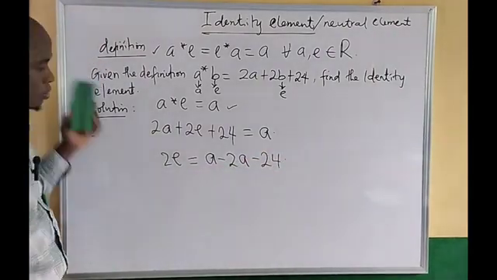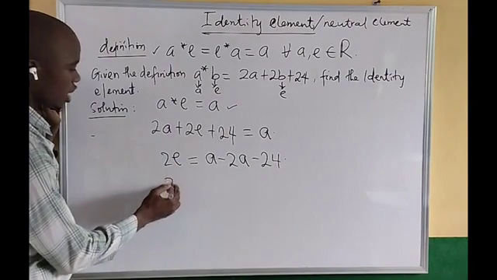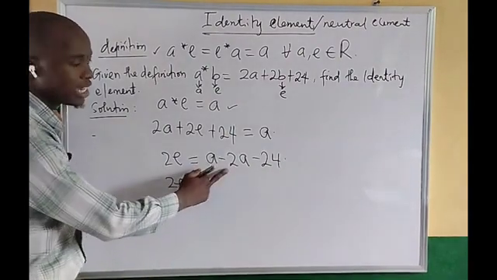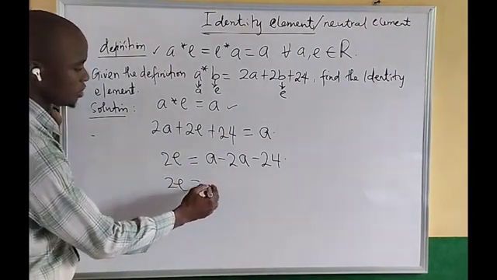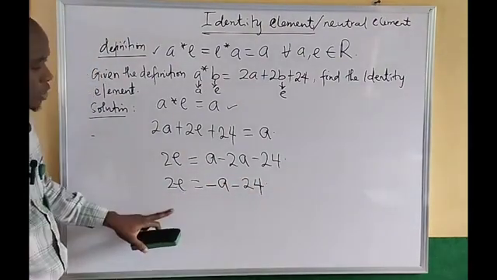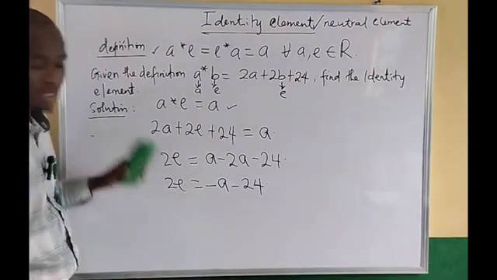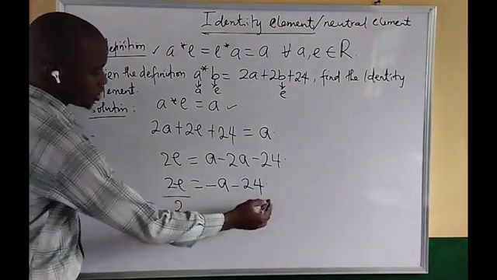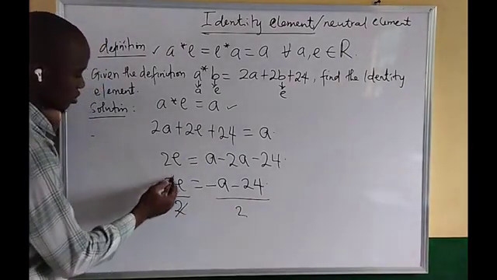So now from here, what are you going to do? We are going to have 2E equals A minus 2A, so we are going to have minus A, minus 24. So now from here, what's the next thing to do? We are looking for E, so we divide both sides by 2. We divide both sides by 2, so this is going to cancel this.